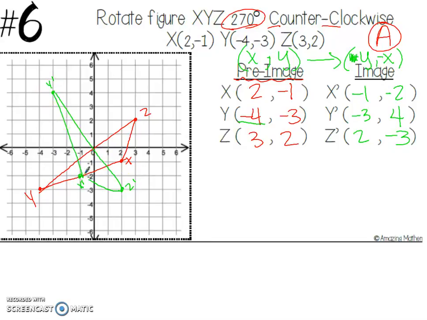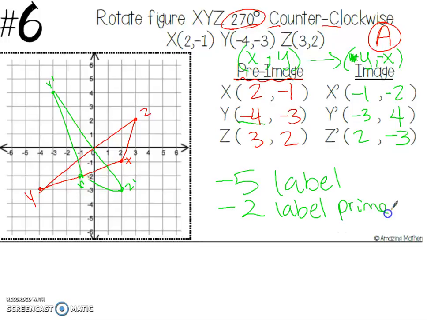Okay, make sure that if you did not label on each graph, it's -5 for labeling. If you forgot to put the prime, it's -2 for labeling. If you forgot the prime label per graph. So you could have a total of 20 points off.